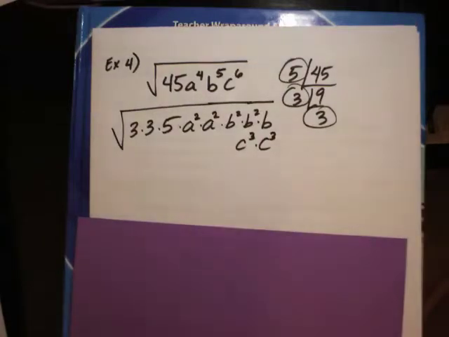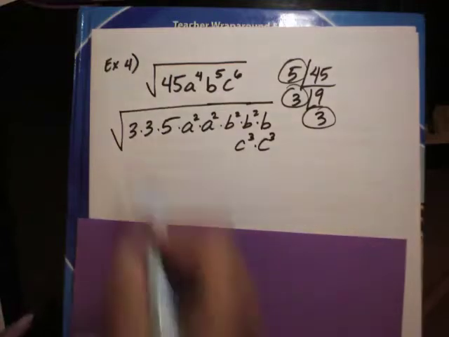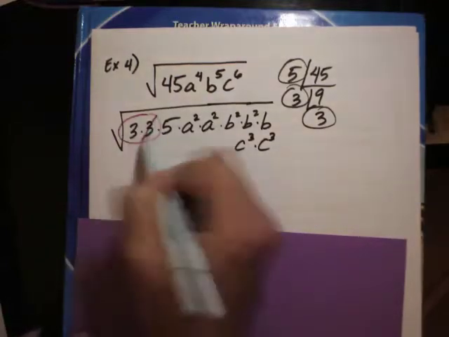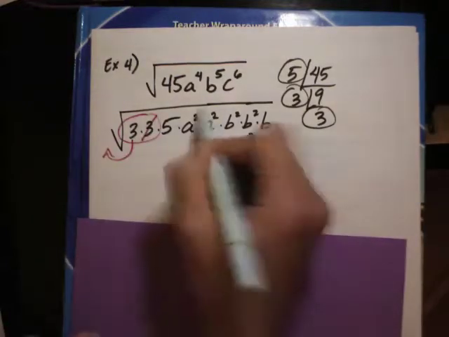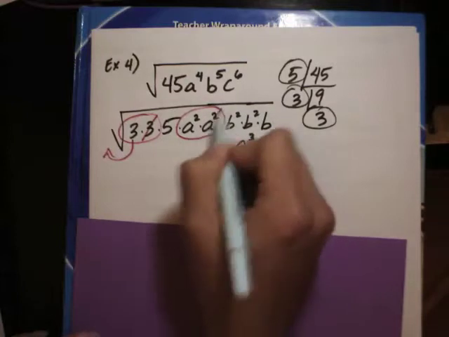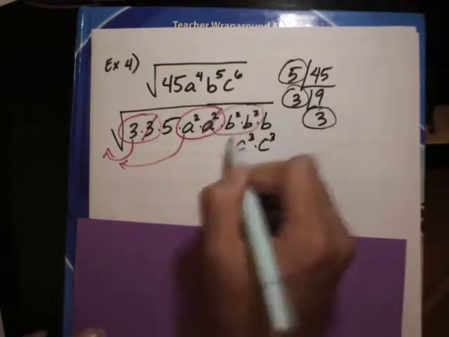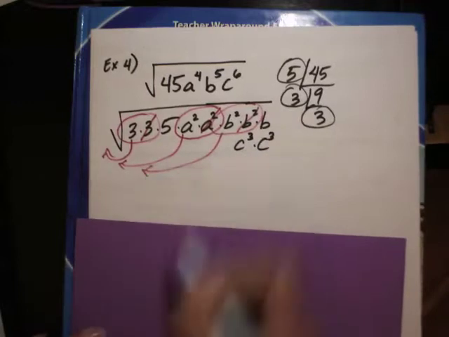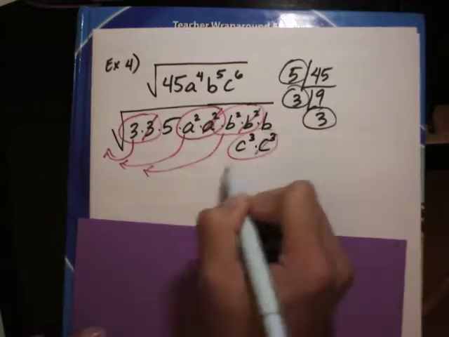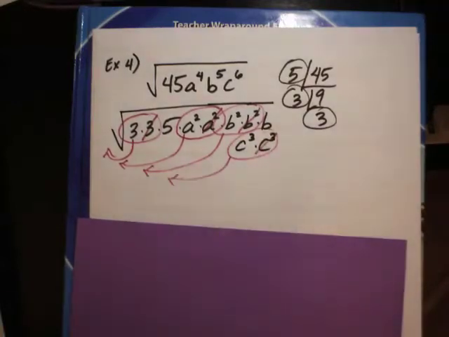So now that we have everything broken out, we can find the pairs. Here's a pair of 3's, cross one out, set one free. Here's a pair of a squares, cross one out, set one free. Here's a pair of b's, cross one out, set one free. Here's a pair of c's, cross one out, set that one free.